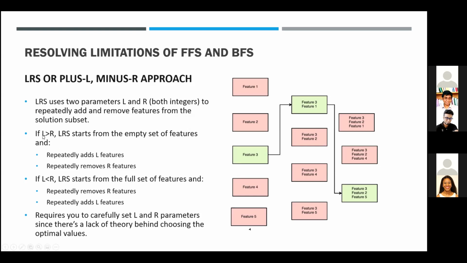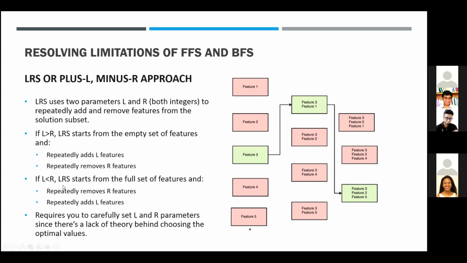For example, if L is greater than R, then your LRS starts from an empty set of features. Then you keep adding. So instead of adding one, you add two if L is 2, and then you remove one, and then you add two again and remove one. It's a pseudo random approach, and the aim is that by doing this you can get back that feature that you might have missed in the previous step.